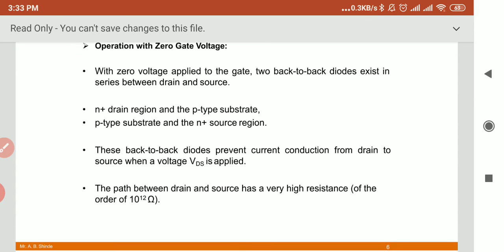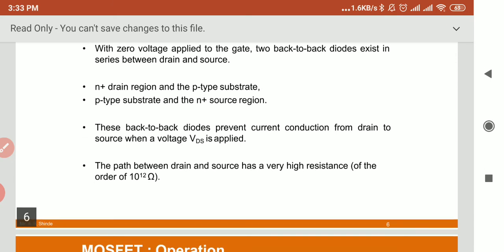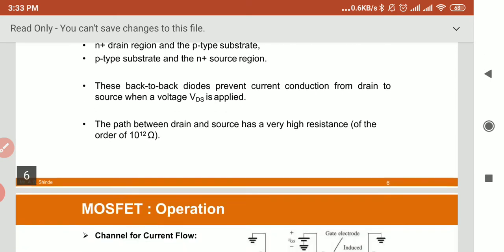If we are not giving any input voltage to the gate to source, then the back-to-back diodes prevent current conduction from drain to source. It means current will not flow. The path between drain and source has very high resistance. We can consider this resistance as 10 raised to 12 ohm.